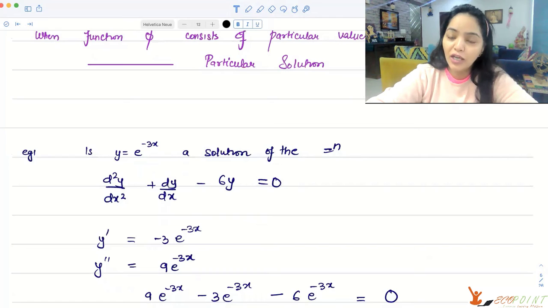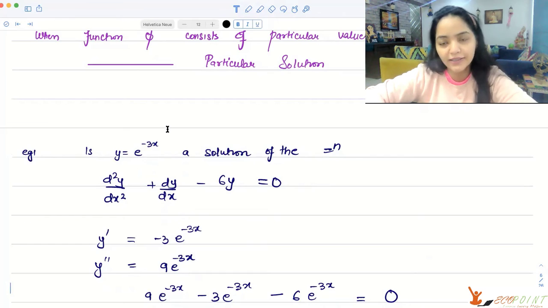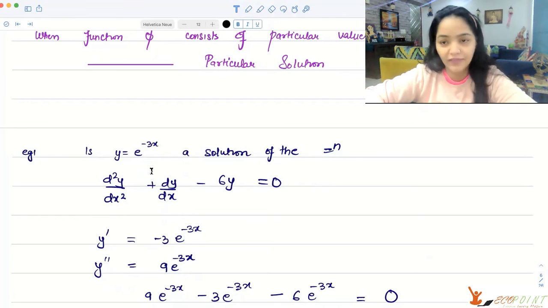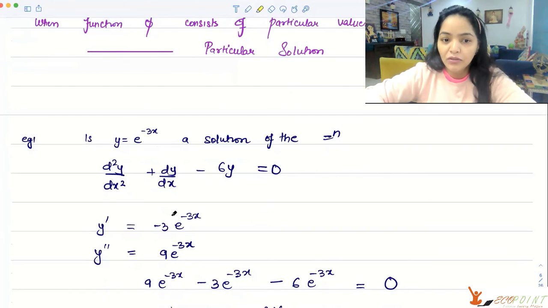So I need to get the values of y dash and y double dash so that I can put it back. So y dash clearly is minus 3e to the power minus 3x. See, the derivative of e to the x is just the exponential itself. But since you have minus 3 along with x, of course chain rule will play its game. So you have minus 3 e to the power minus 3x. Y double dash becomes minus 3 into minus 3, so that gives you 9. So this is minus 3 e to the power minus 3x, and this is 9 e to the power minus 3x.